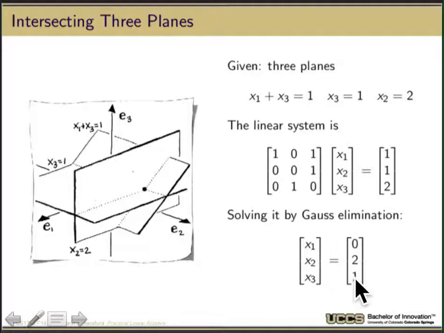x3 equals 1, has to equal 1. x2 equals 2. So the only question was what was x1, and since x3 is 1, we get x1 plus x3 equals 1. We actually can see that x1 has to equal 0. So we can solve this by just algebra, but we wanted to see it in terms of the standard form. We put it in matrix form, solve for it by Gaussian elimination, and get an answer.